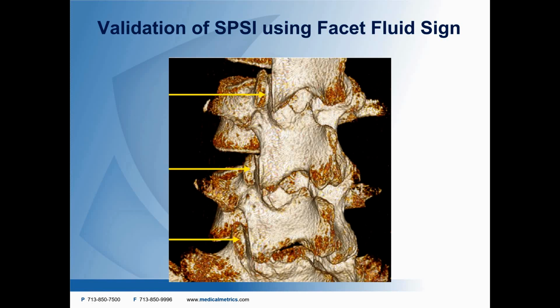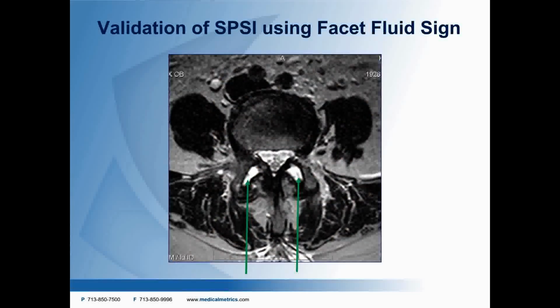The facet joints provide substantial stability to a healthy spine, and there is normally no more than a thin gap between the articular processes that form the facet joints, as shown by the yellow arrows in this figure, which shows a three-dimensional reconstruction created from a CT exam of a healthy spine. In some patients, an abnormally thick gap can be found between facet joints, and this is known as the facet fluid sign.